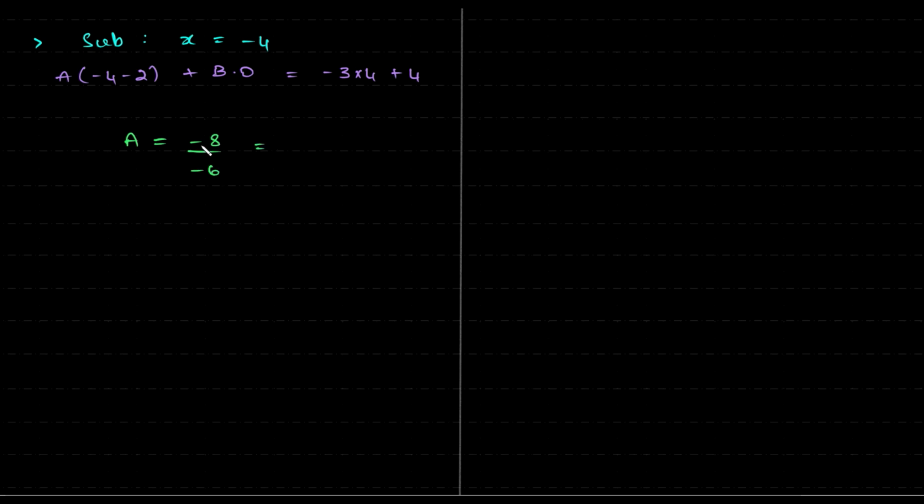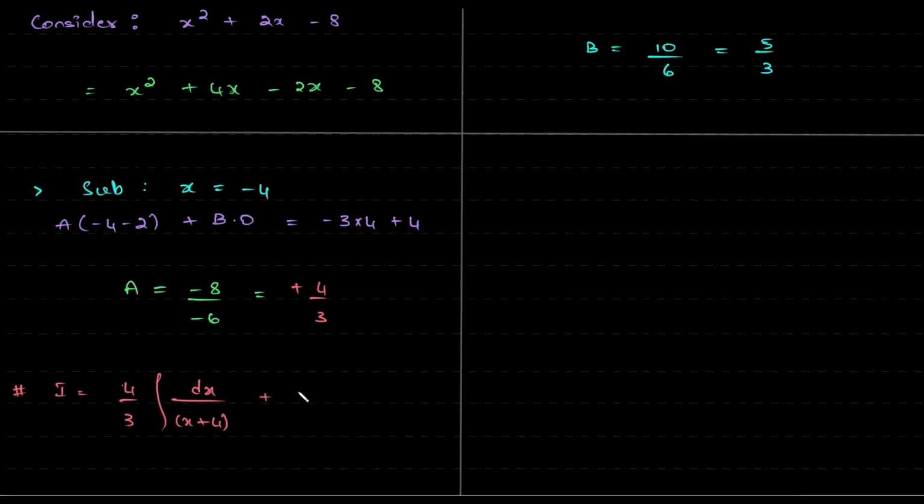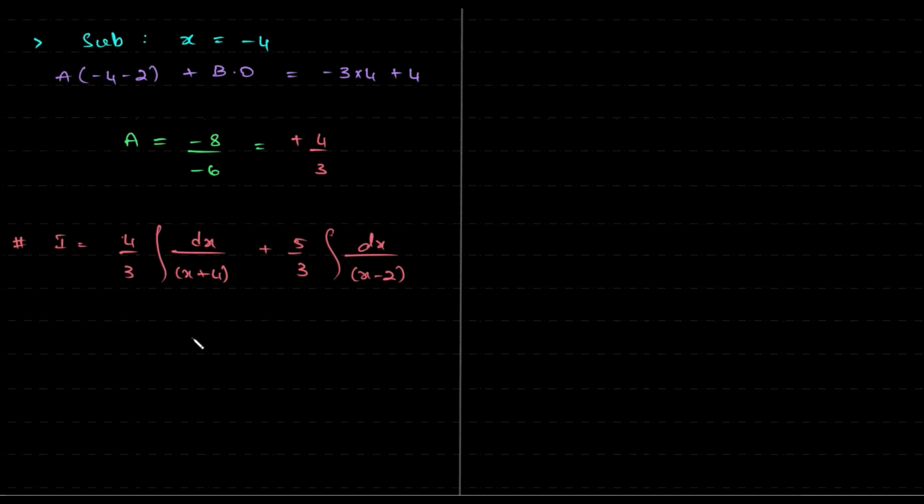So this will reduce to, this would be plus, first thing, 2 4s are and 3s are, 4 by 3. Right? And so finally we have the original integration in a very simple manner. So a times of dx by x plus 4 and b is plus 5 by 3 dx by x minus 2. And after this you guys know what to do. So, and then the process continues.